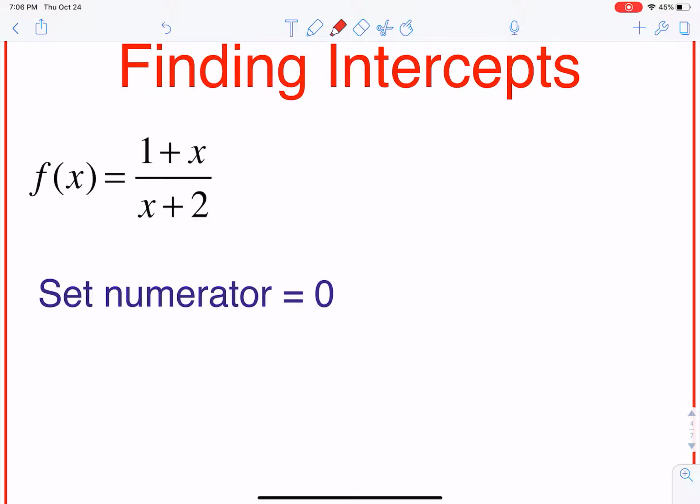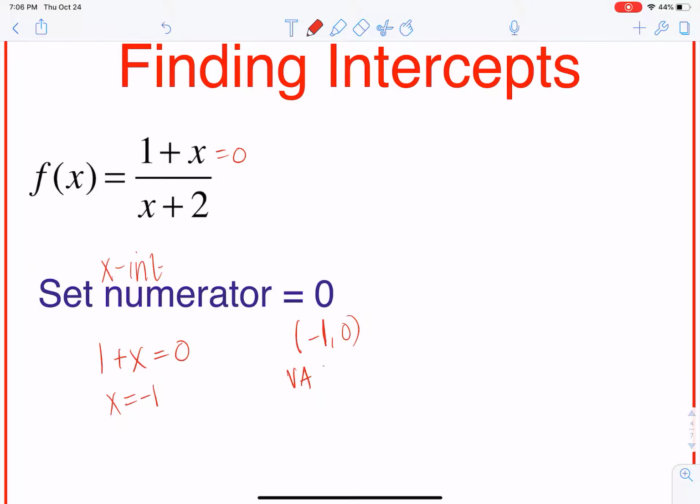So my x-intercept, I don't want my highlighter. Here we go. For my x-intercept, I'm going to set my numerator equal to 0. So 1 plus x is equal to 0. So x is equal to negative 1. So negative 1 comma 0 is a point on my graph.